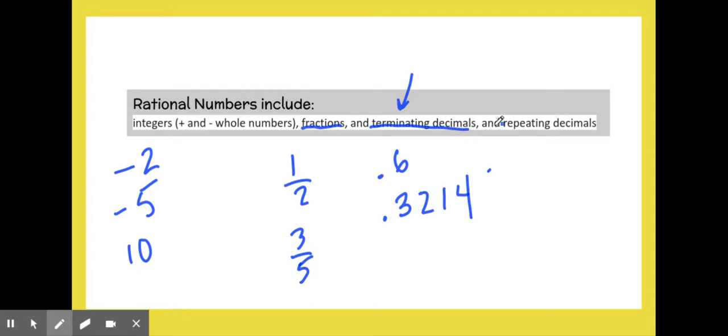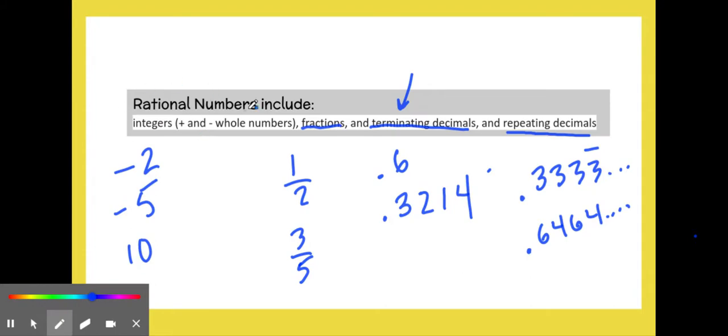And the last one are repeating decimals. So decimals that go on and on and on, but they have a pattern to them. So for example, 0.3333, and it would continue going on. You could have another pattern like 646464. That would also be a repeating decimal. These are all types of rational numbers that would be included here.